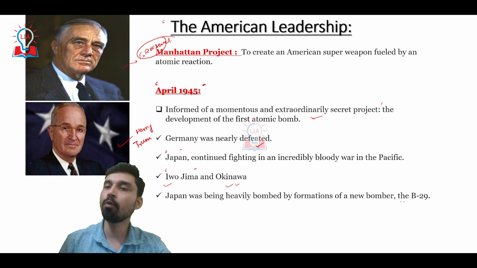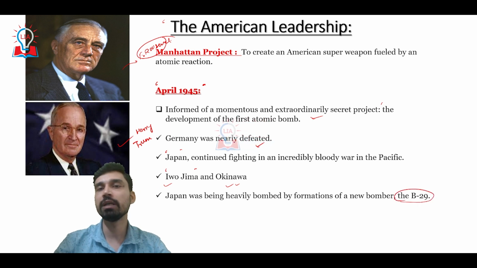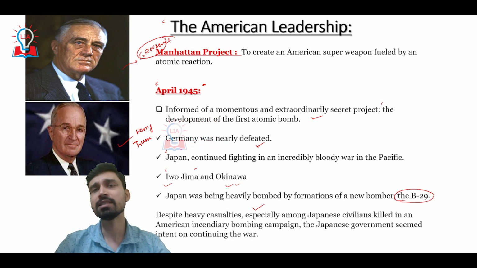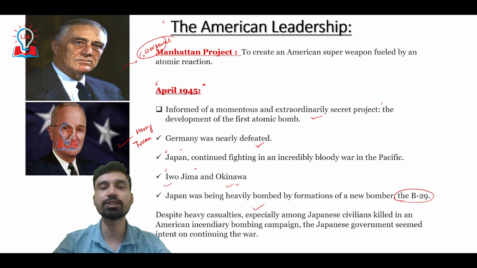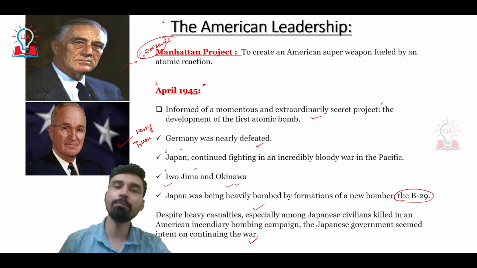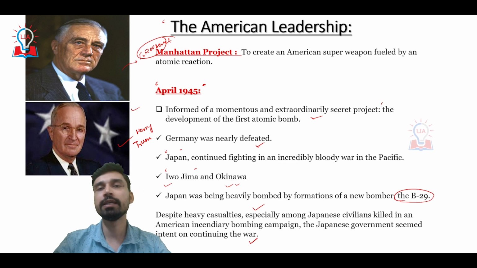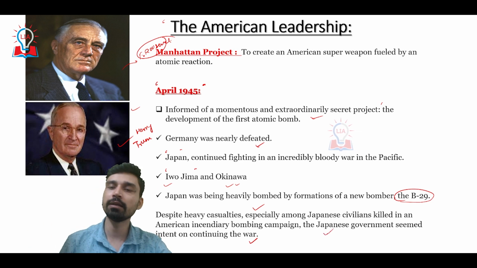Also, during this time a new bomber, the B-29, had already been developed, and thus Japan was being heavily bombed by formations of these aircraft. Despite suffering heavy casualties, especially among Japanese civilians who were killed in the American incendiary bombing campaigns, the Japanese government was still intent on continuing the war no matter what, because they had made this war a matter of national prestige. Emperor Hirohito believed that Japan would win this war, and thus he was continuously putting all the Japanese youth, or Japanese soldiers, to fight against the Allied powers.